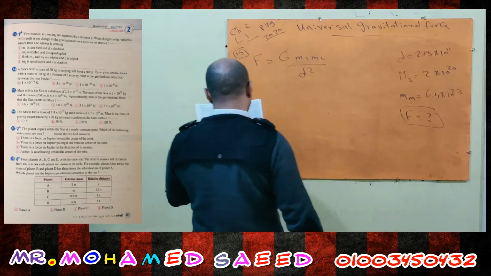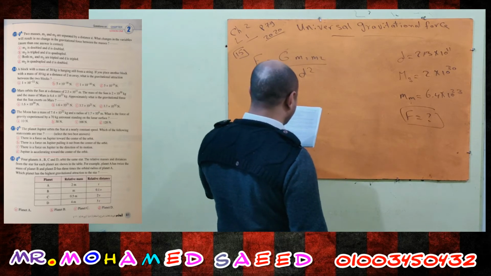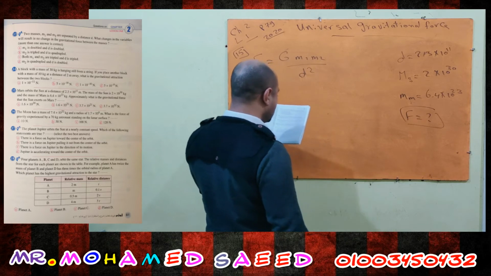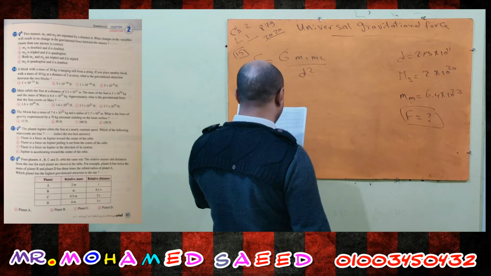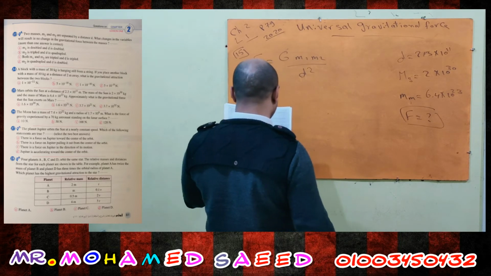16. The moon has a mass of 7.4 times 10 to the power 22 kilograms and radius of 1.7 times 10 to the power 6 meters. What is the force of gravity experienced by a 70 kilogram astronaut standing on the lunar surface?